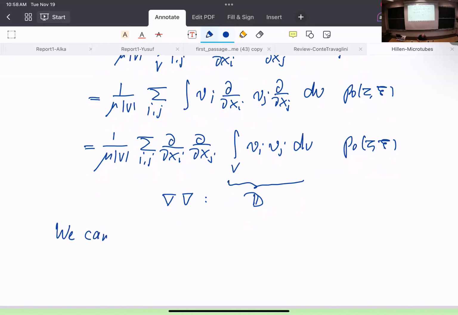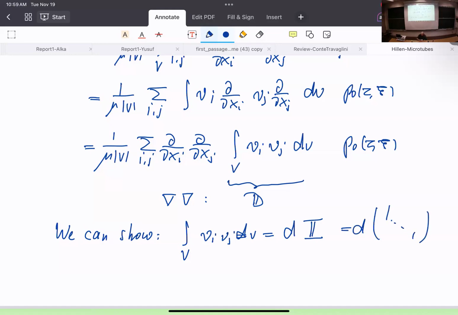We can show, and maybe I skip the details of this one, that the integral of vi, vj, dv is actually a coefficient times the identity matrix. So d times 1, or actually, it's the diagonal matrix with all the d's in the diagonal. Also a case I mentioned earlier. Okay. So then the colon notation, nabla, nabla, colon d, simplifies to be a Laplacian. And then this becomes 1 over mu v, d times Laplace of p0 of tau and c.